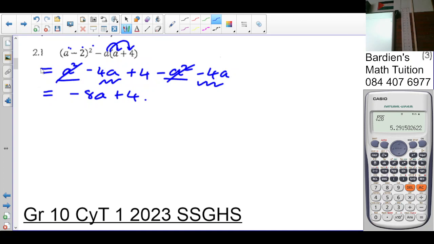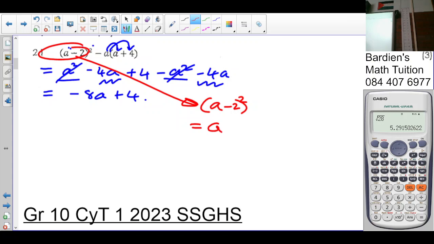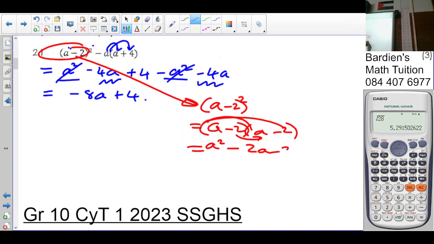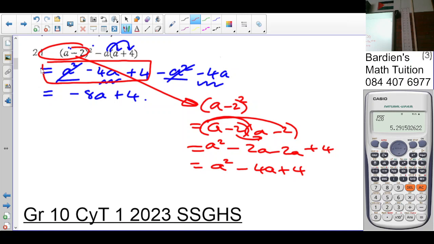Otherwise, if you don't know how to do that, rather than say it's a minus 2 squared, it can be written as a minus 2 times a minus 2. And then we multiply that out. A times a is a squared. A times -2 is -2a. -2 times a is -2a. -2 times -2 is +4. Which leaves us with a squared minus 4a plus 4, which is exactly that expression there with that triangle.